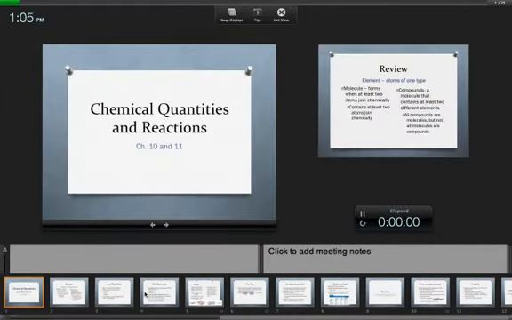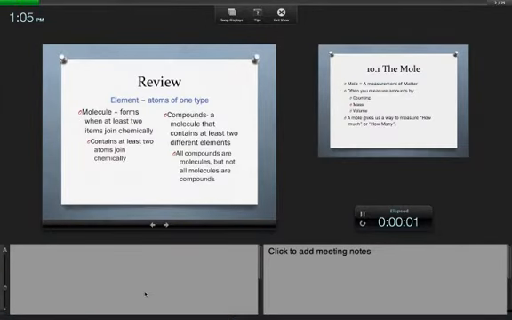So anyhow, a molecule is two or more atoms stuck together. A compound is two or more atoms stuck together, but they have to be different atoms. So O2, which is a diatomic molecule, would be a molecule because it's oxygen and oxygen. However, sodium chloride is two different types, so it would be a compound.